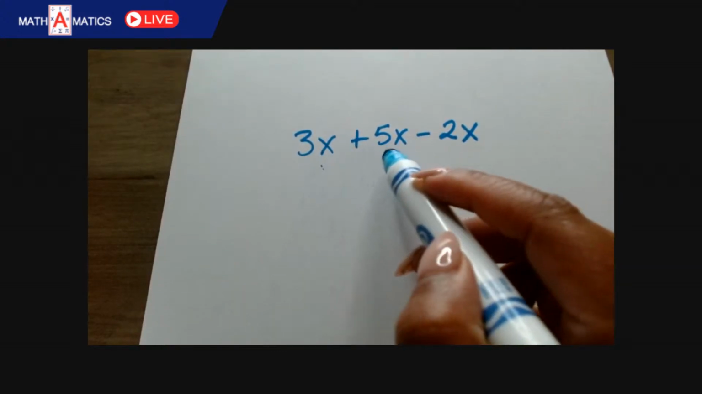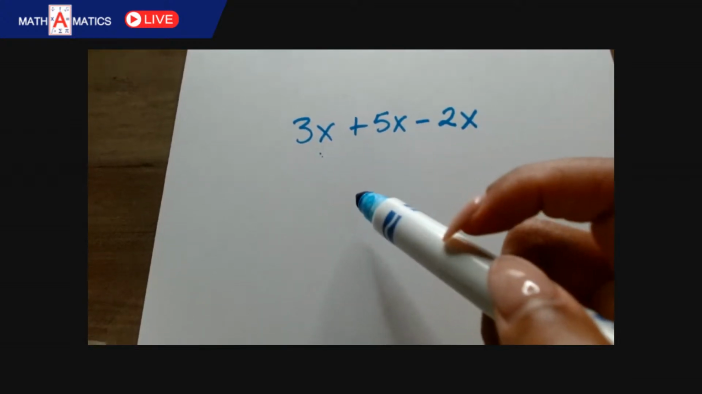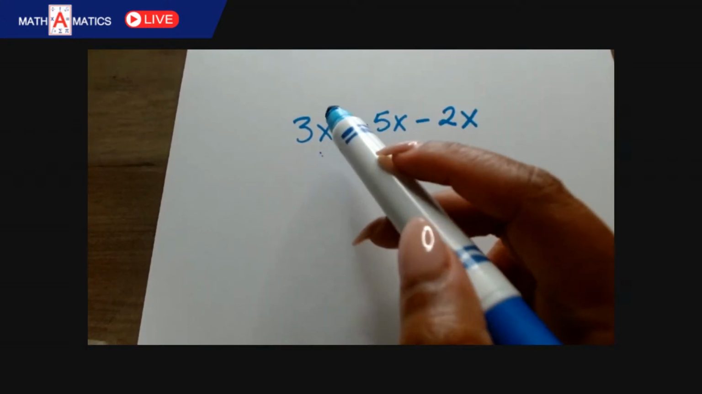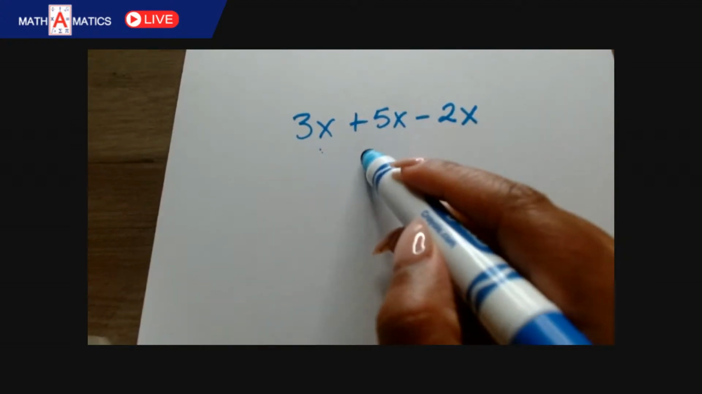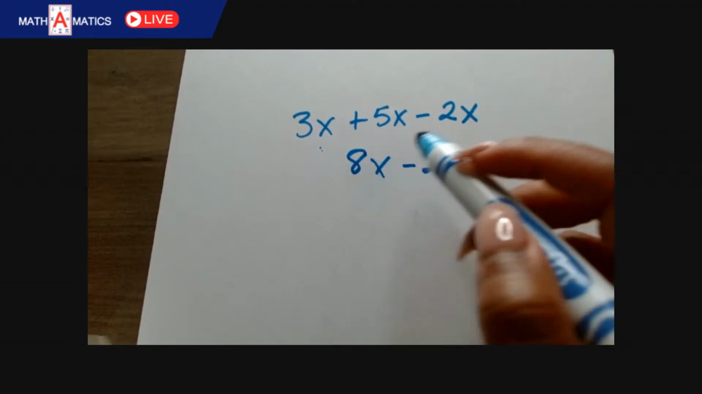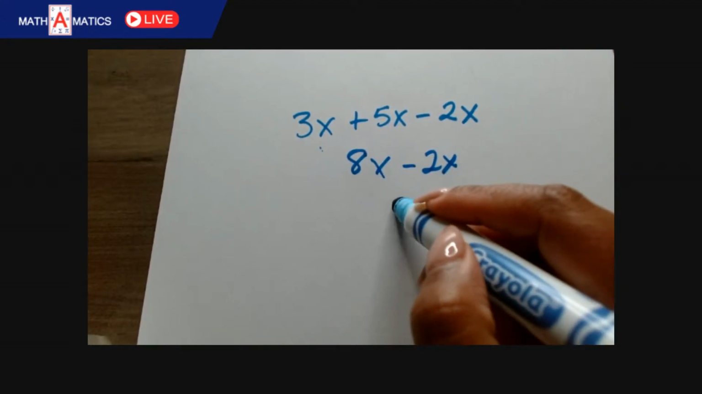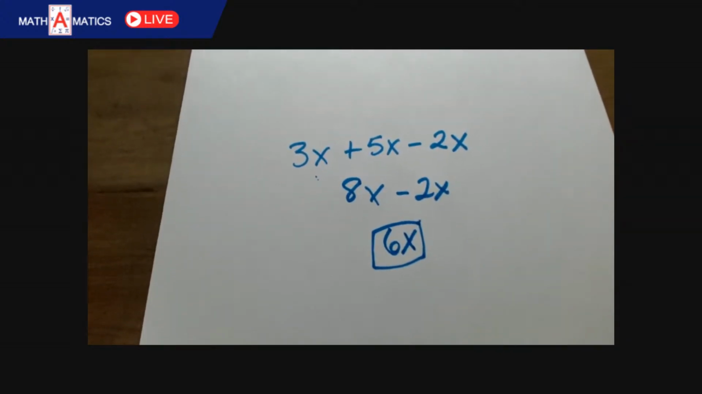So all of these have x in common. That means they are like terms. So we are going to use some of our order of operation rules. I like to keep it, we're going left to right with our addition. So 3x plus 5x gives us 8x, minus 2x we're going to bring down. And then 8x minus 2x leaves us with 6x as our answer. So that is a pretty simple one for simplifying expressions, but we are going to kick it up a notch.